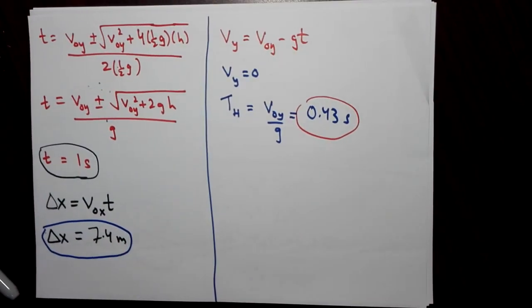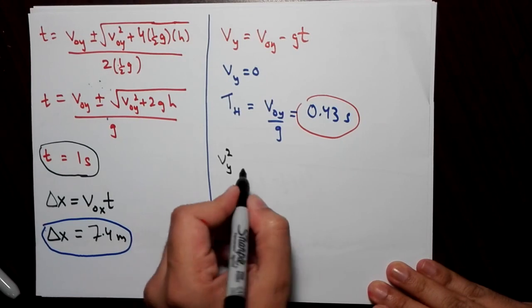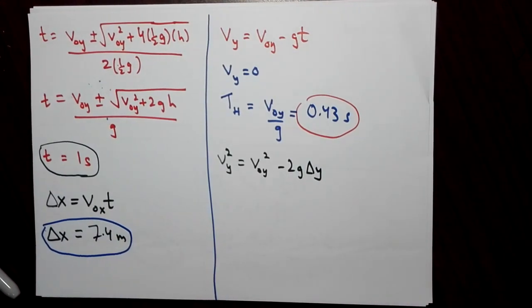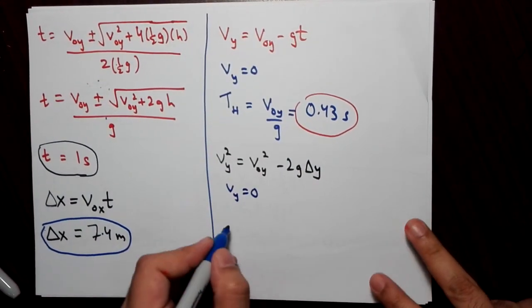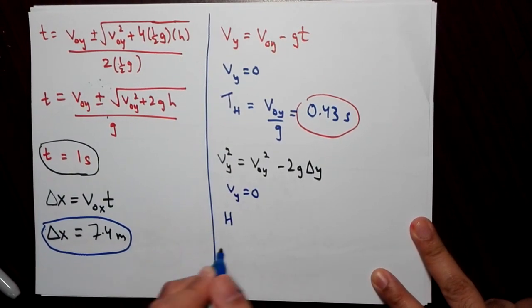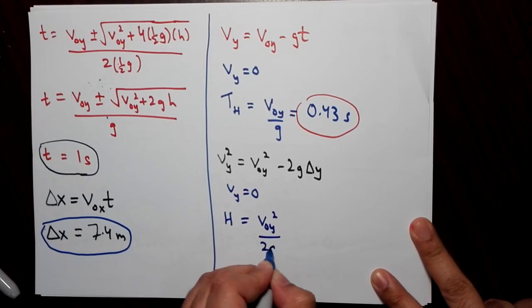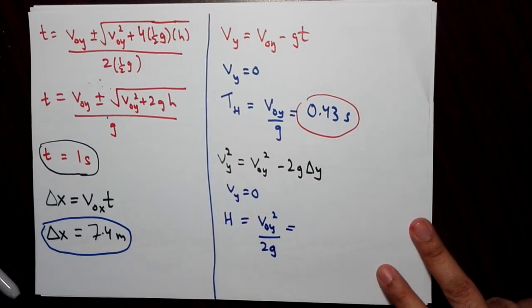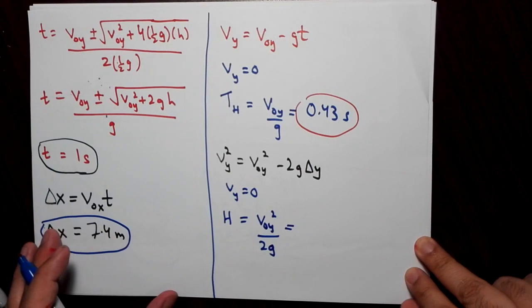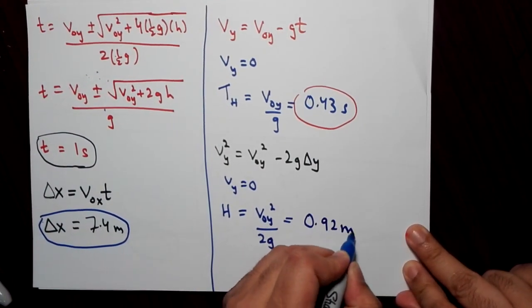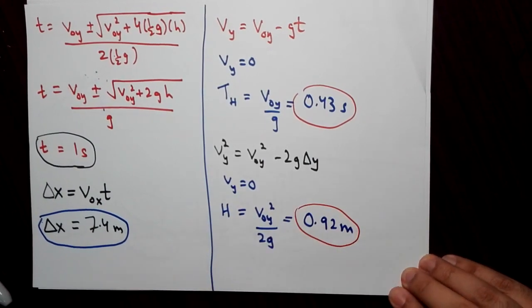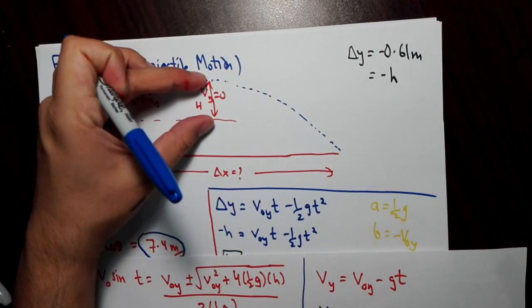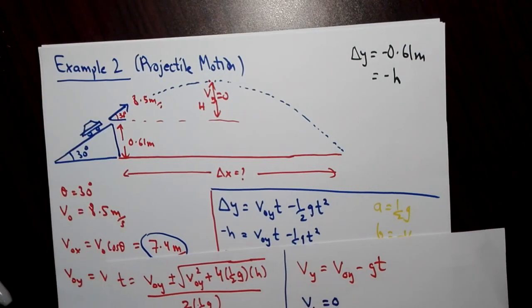Now, if you take this equation, Vy squared equals V naught Y squared minus 2G delta Y, and plug in again Vy equals 0, you get H, capital H, equals V naught Y squared divided by 2G. And that number turns out to be 0.92 meters. So that's your maximum height. Again, if you want it relative to the ground, you add this 0.61.